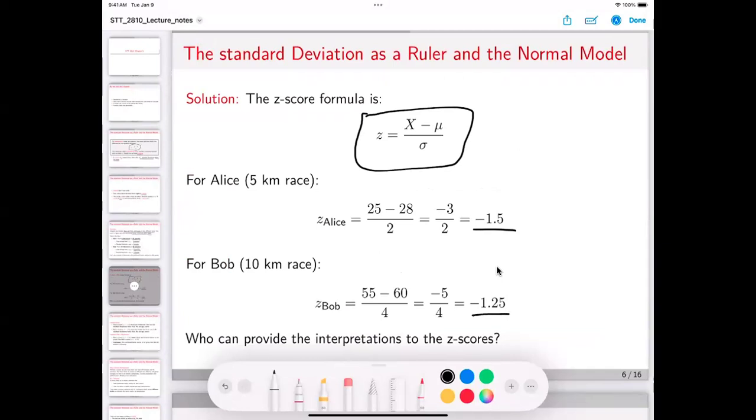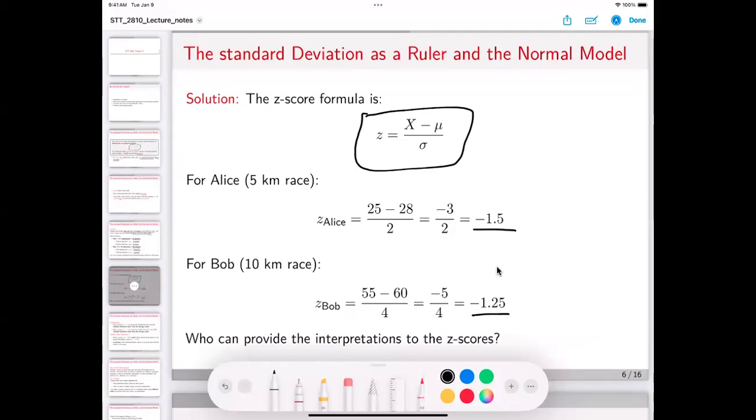Now we have the z-scores, right? Because it is races, because they were running and the z-scores are negative, it means that they performed better than the average. Does that make sense? Because if the average run time is 25 and their z-score is negative, it means that they finished earlier than the average, right? So that is one thing we can see here.